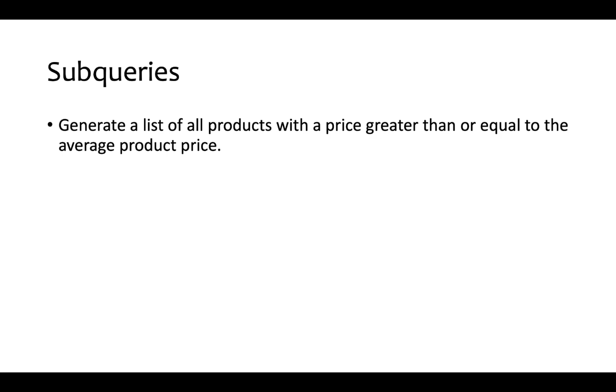Okay, now I'm going to give you another example. This query will generate a list of products with a price greater than or equal to the average product price. So first, I'm going to find the average product price. That will be my inner query. And after I figure out the average product price, that will be the input of the outer query.